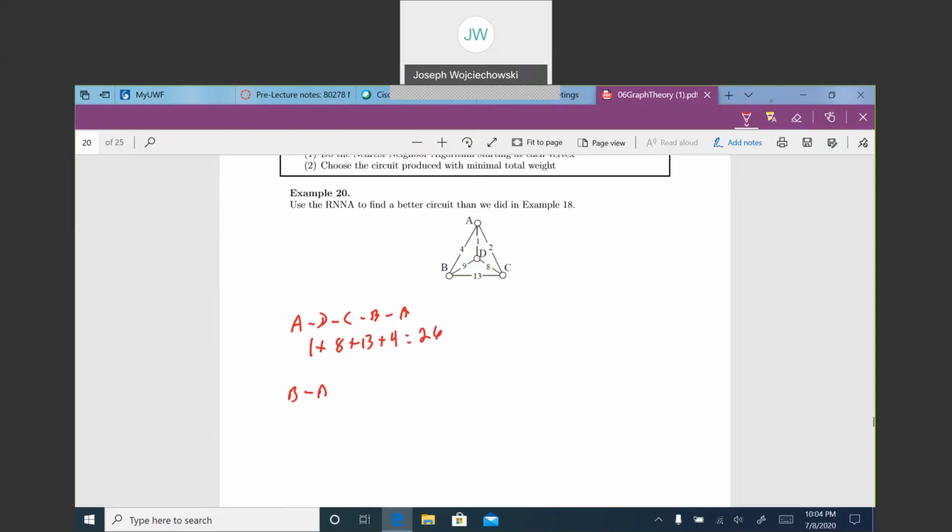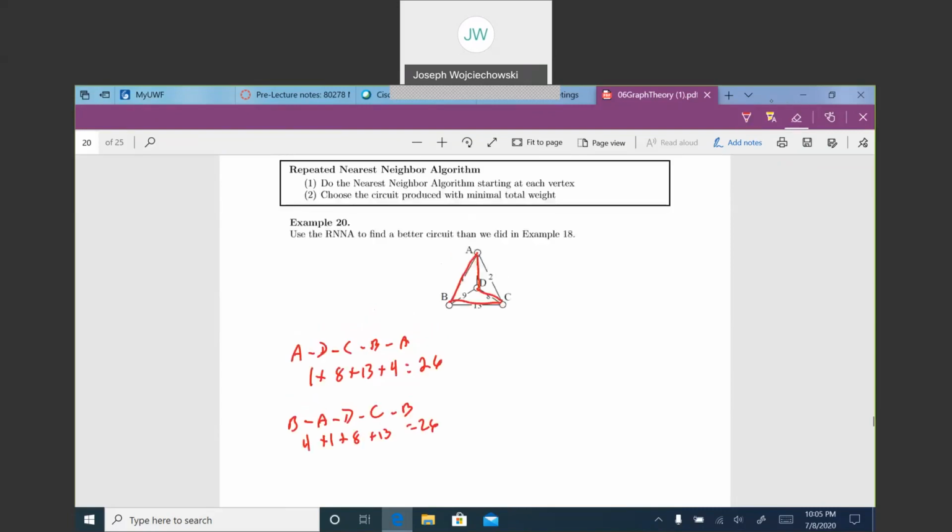So now let's do it starting with B. My nearest neighbor is A, which is 4. Then my nearest neighbor is D, which is 1. Then my nearest neighbor is C, which is 8. And then I go back to B, which is 13. That's 26 as well. Okay, now let's start at C and see what we get.